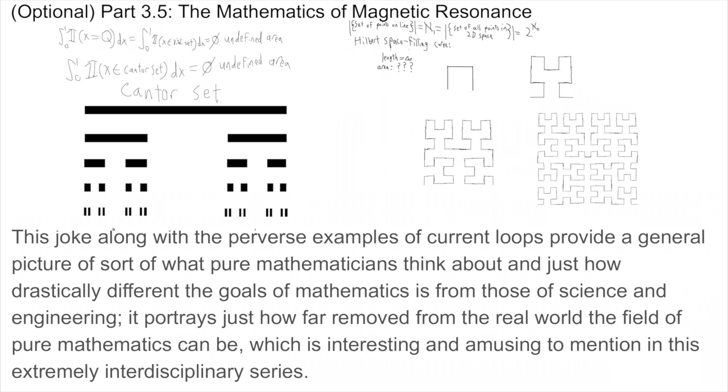This joke, along with the perverse examples of current loops, provide a general picture of sort of what pure mathematicians think about and just how drastically different the goals of mathematics is from those of science and engineering. It portrays just how far removed from the real world the field of pure mathematics can be, which is interesting and amusing to mention in this extremely interdisciplinary series.